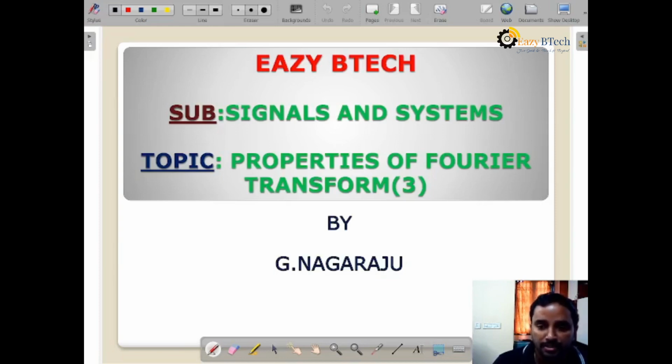We are discussing the subject Signals and Systems, and we are discussing Fourier series and Fourier transform: continuous time Fourier series, continuous time Fourier transform. In that discussion, today we are going to see the important properties of Fourier transform.